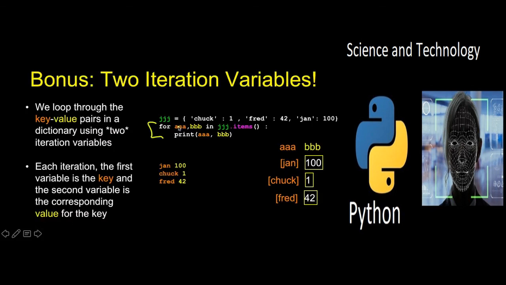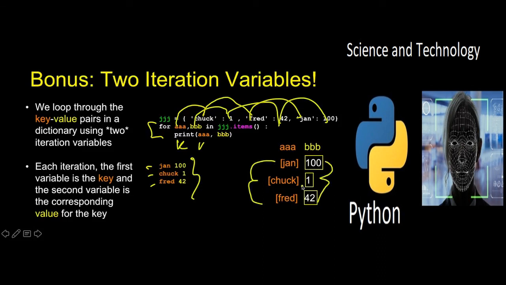So what this basically does is says, we're going to simultaneously advance these two iteration variables. So this is going to be the key and the value, the K and the V. Key and the value is going to be Chuck 1, then they're both going to advance. Fred, 42, Jan, 100. And so that means in this simple loop, if we just print them out, we're going to get the key value pairs, of course, in the order. And so it's sort of AAA and BBB simultaneously walk down these key value pairs. And so that's really pretty, and it makes for a very succinct loop.